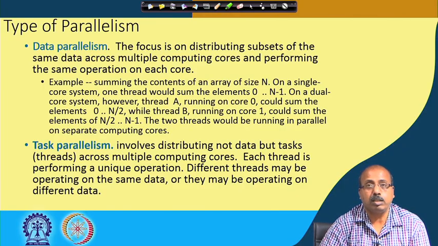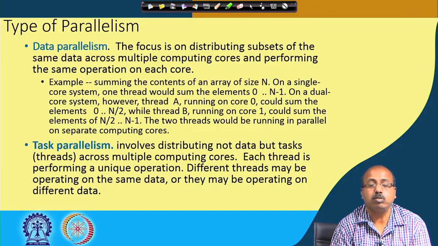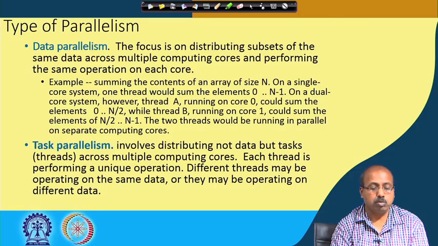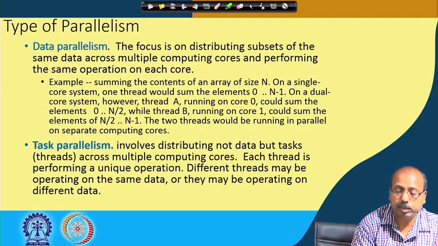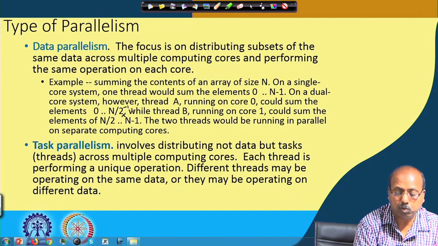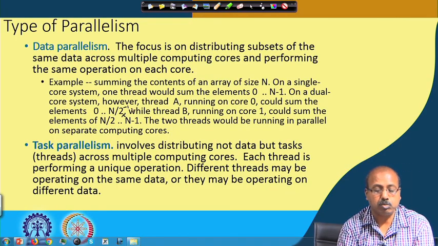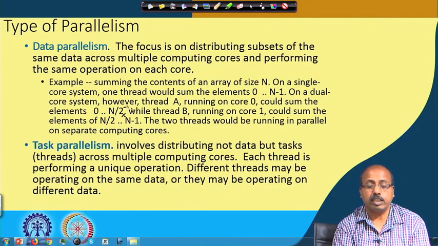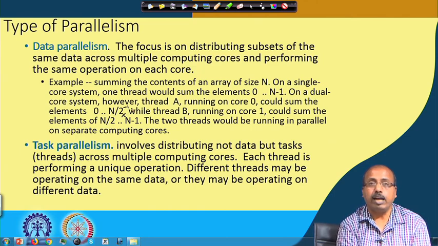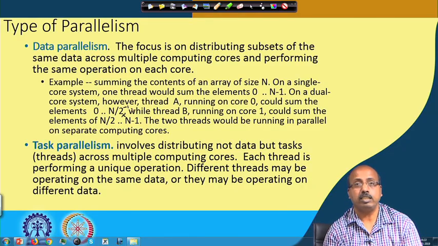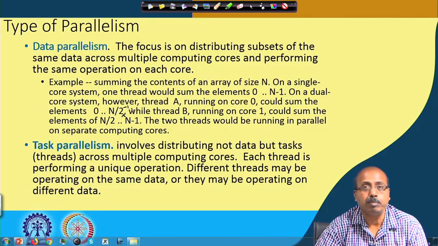So, once I have distributed the data, 0 to n by 2 minus 1 to core A, sorry, this should be n by 2 minus 1, not n by 2, and n by 2 to n minus 1 to core B, I give the same instruction to both cores, telling them to add all the numbers that they have. They come up with the partial sums, and then I do another addition. That way we have this thread level data parallelism.